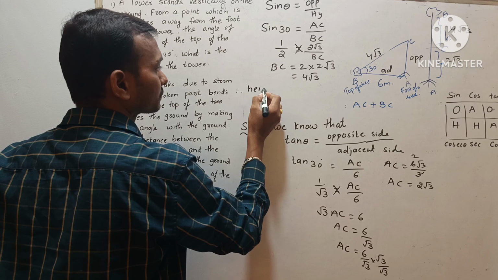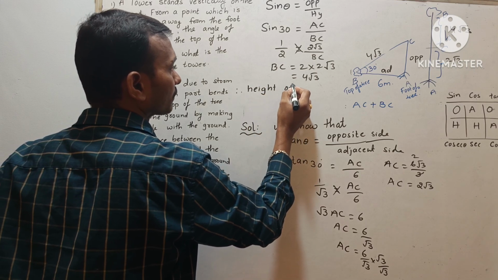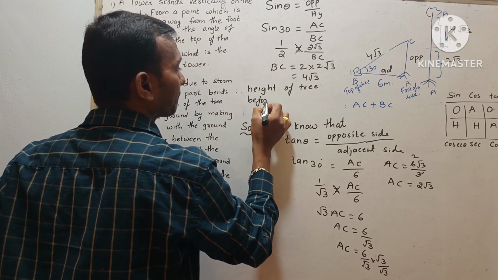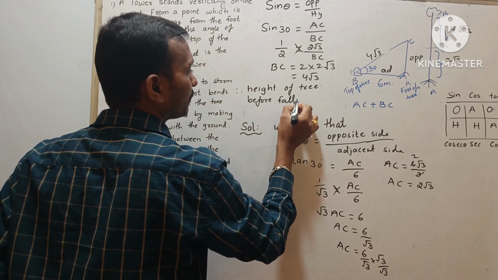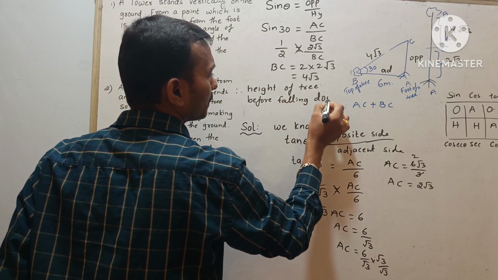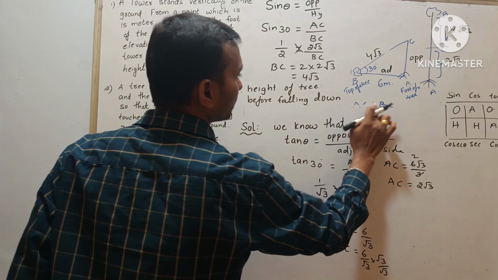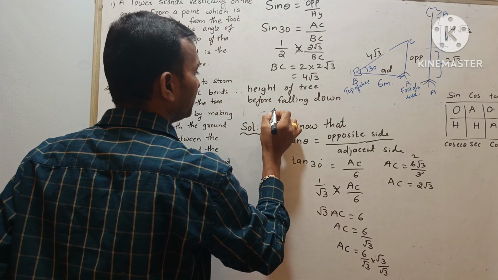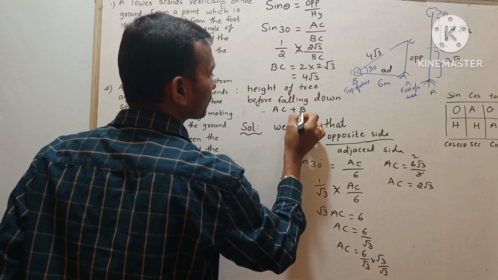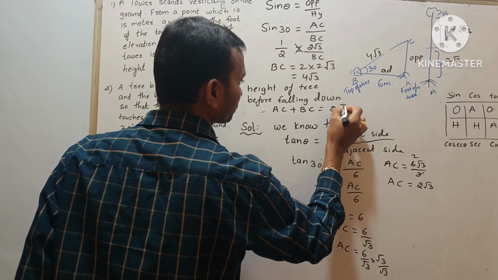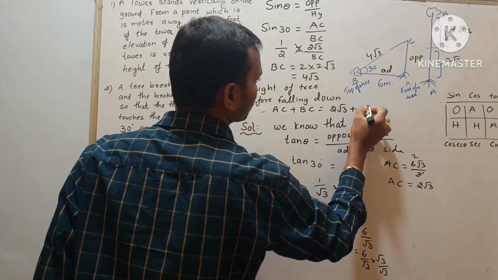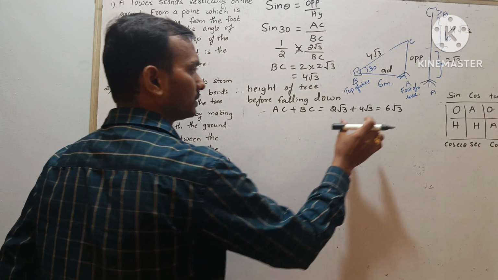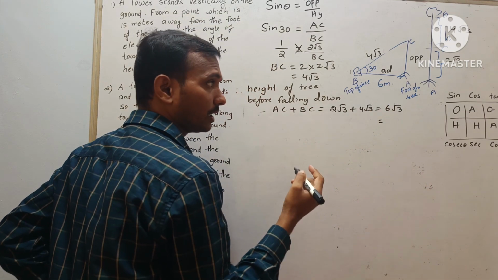So therefore, the height of a tree before falling down is nothing but AC plus BC. AC value is 2 times root 3. BC value is 4 times root 3. If we add these two, we are getting 6 times root 3. So this will give you the height of a tree before falling down.